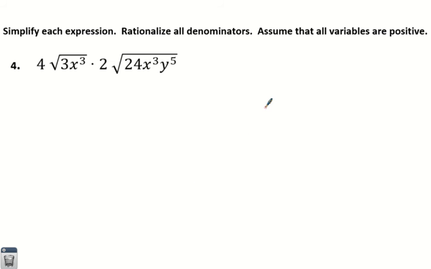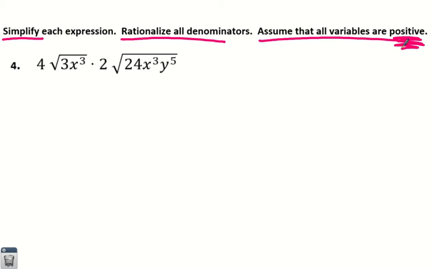Moving on very quickly, number 4, the directions change. It says simplify each expression, so we need to simplify, and we need to rationalize all denominators. But then check out the third part here.